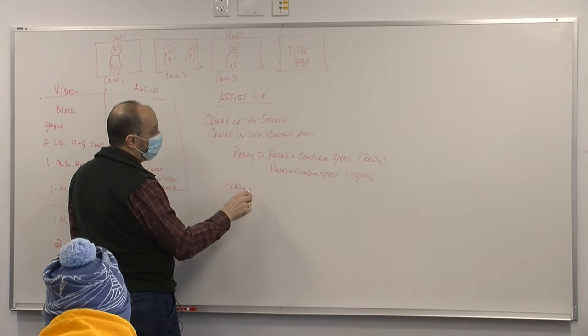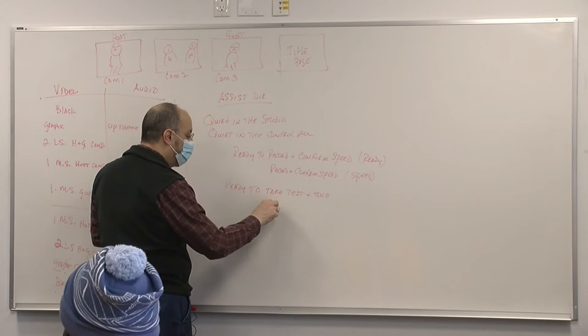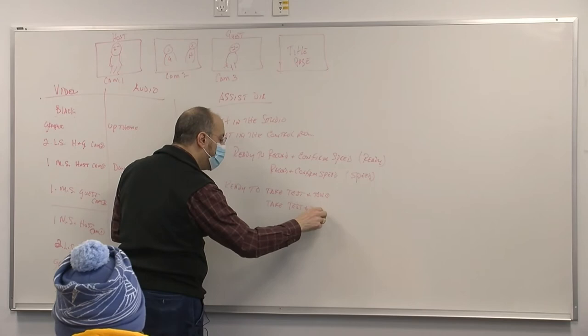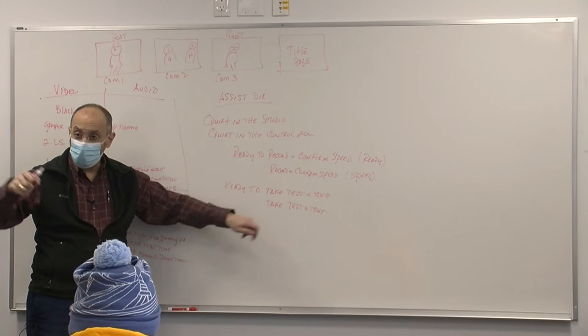To take, test, and tone, and then I'll say take, test, and tone. And what's happening here is the color bars, like we discussed in previous classes and you saw when you were practicing the video switcher, the color bars will pop on the screen, and the tone, the audio person, will hit the button on the audio board to start the tone.